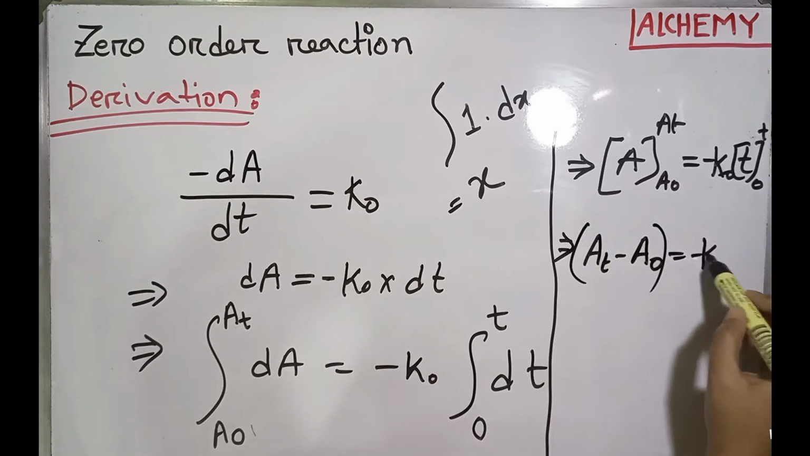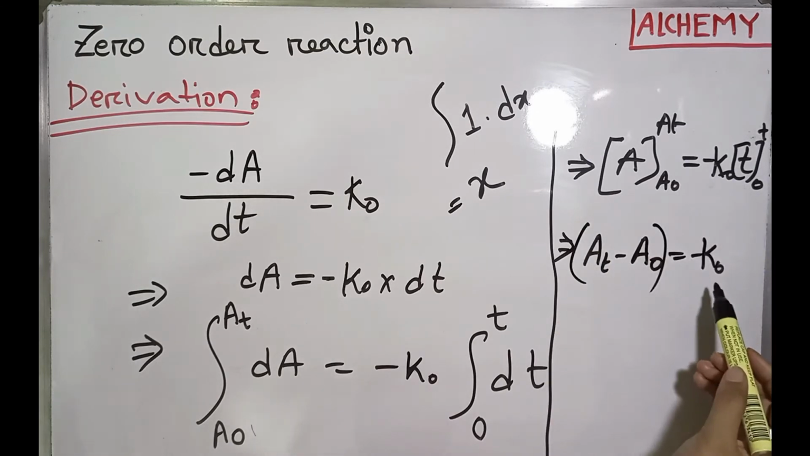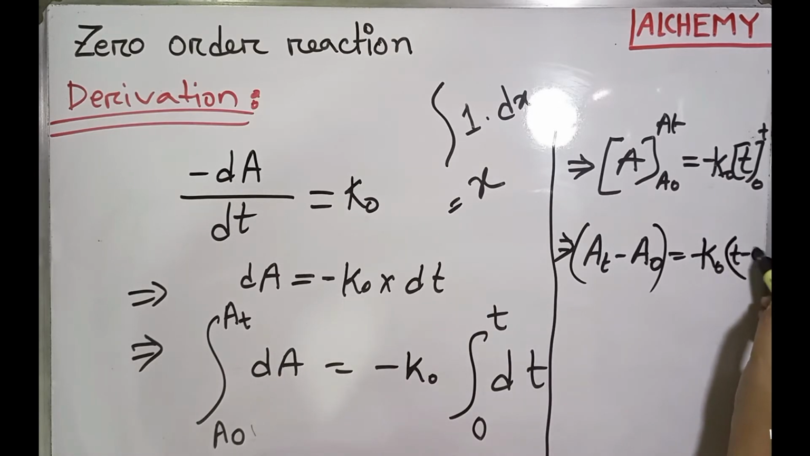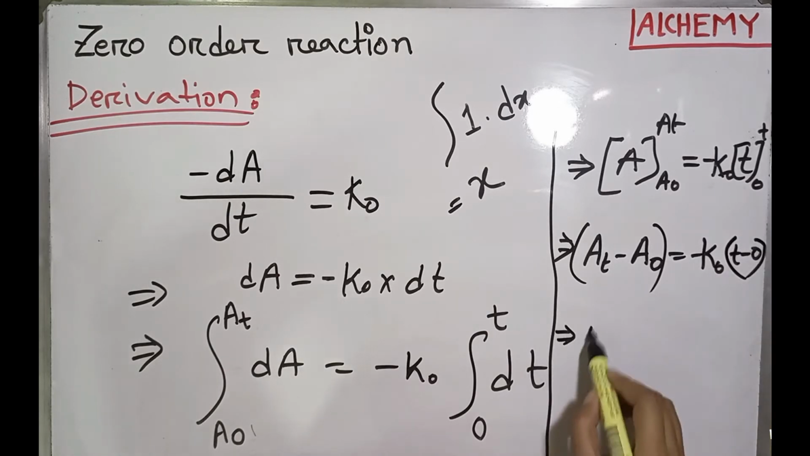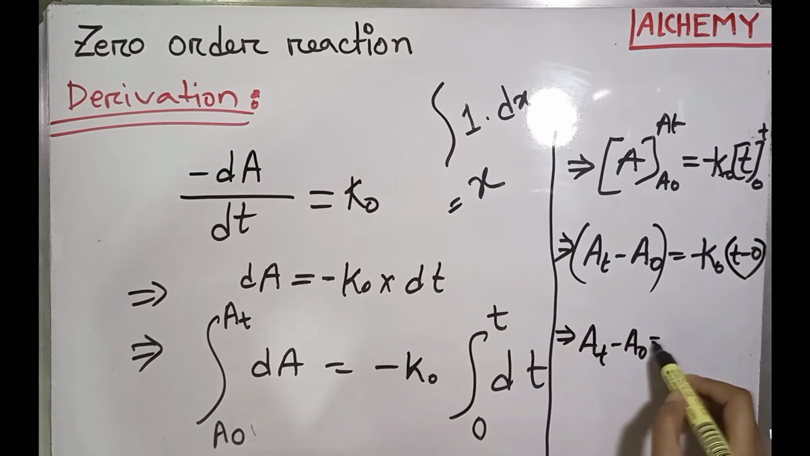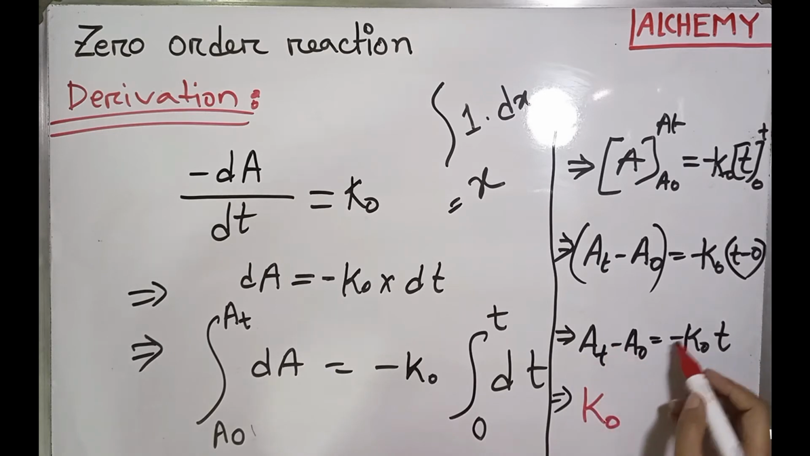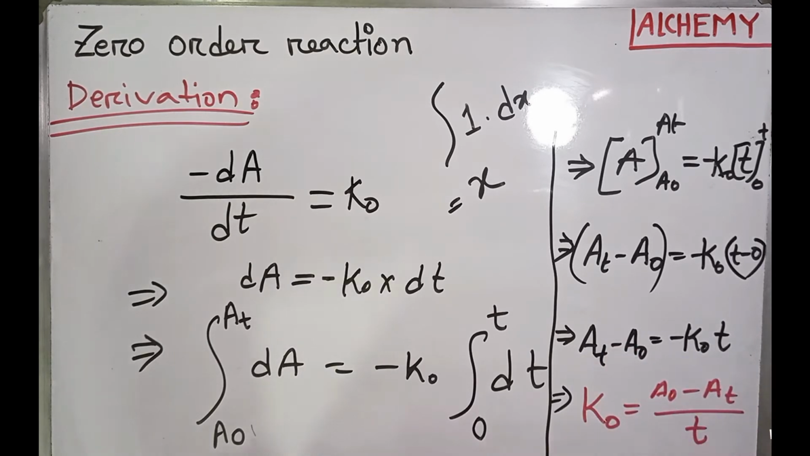Here minus k naught means it's the rate constant of zero order. It will be t minus 0. So our equation will be At minus A0 equals minus k naught t. If we take the k naught to the left side, then our equation will be k naught equals, with the minus 1 multiplication, A0 minus At divided by t. This is the equation for the rate constant for zero order reaction.